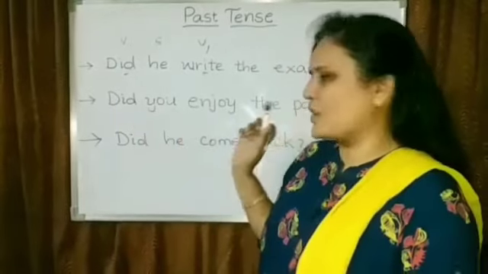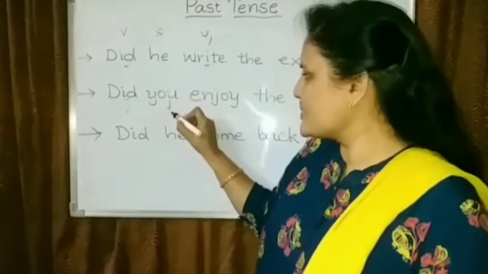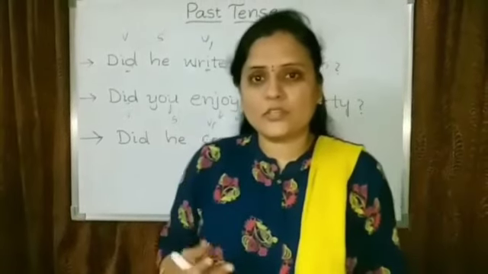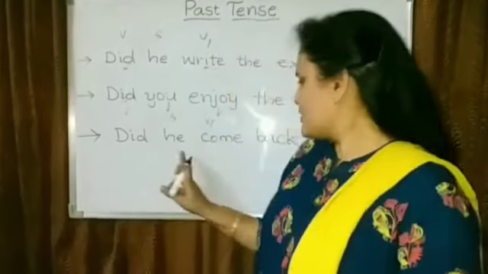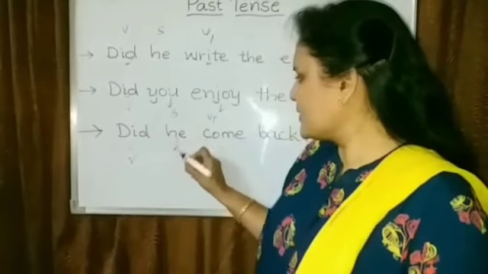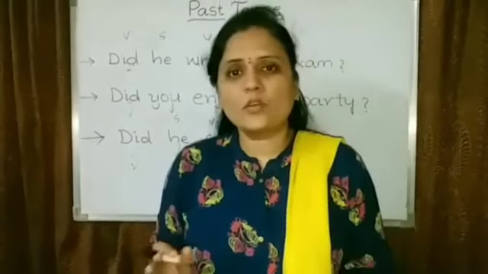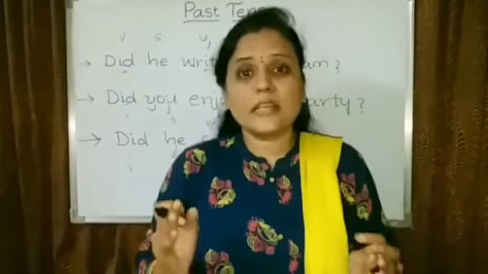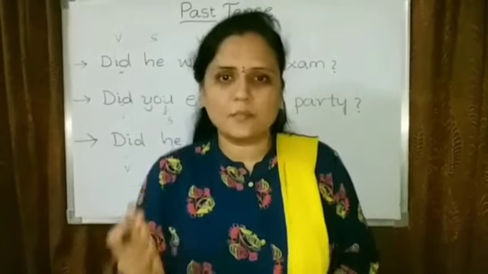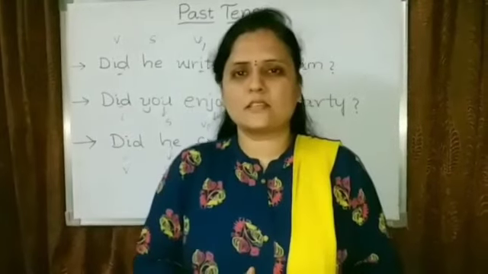Number 2. Did you enjoy the party? Again, did is the verb and you is the subject and enjoy is V1. So, did you enjoy the party? And did he come back? Again, did is the verb and he is the subject and come back is the object. So, here we have to use did because this is past tense and we are framing questions in simple past. So, we have to use did to frame the questions in simple past tense.